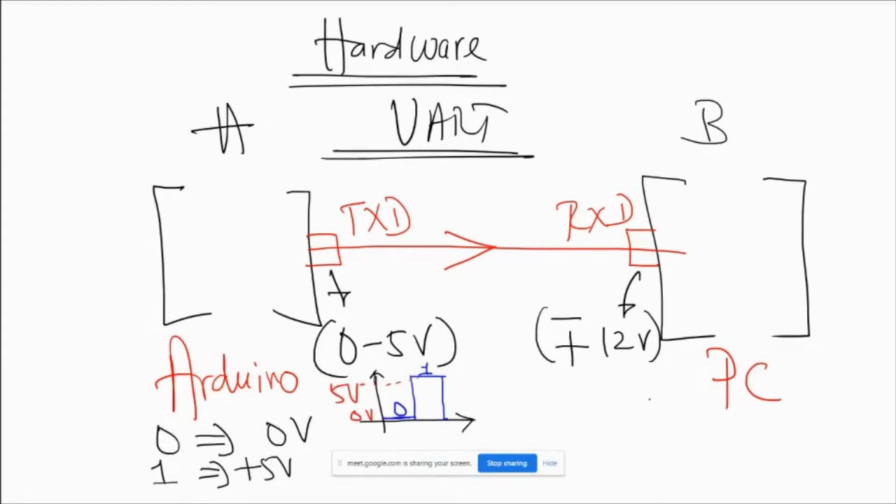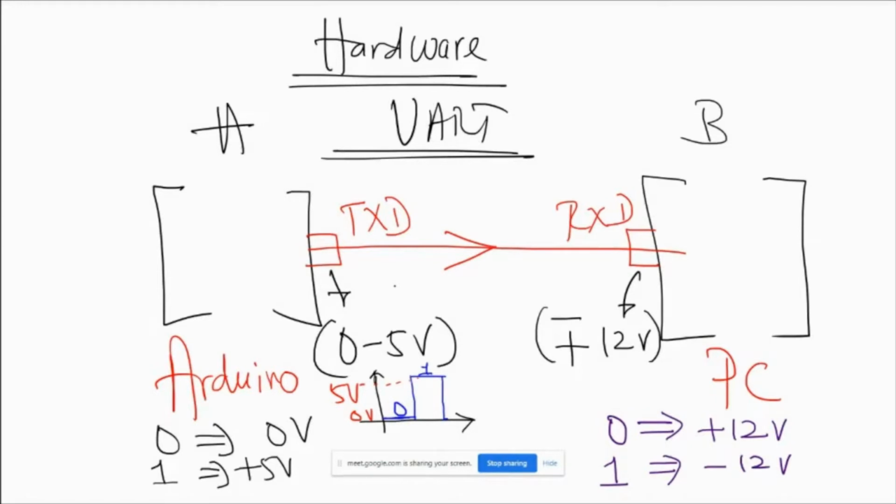But for the PC, interestingly, it follows a different logic. A 0 in PC is represented by plus 12 volt. A 1 in PC is represented by minus 12. Interestingly, it is following the reverse logic. Here 0 is 0, 1 is 5. Here 0 is plus 12 volt, 1 is minus 12 volt.